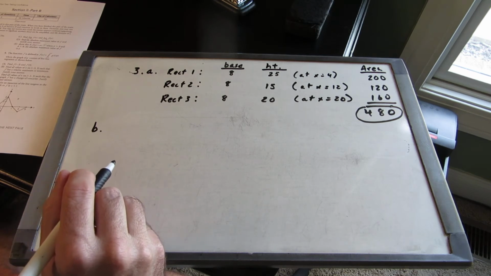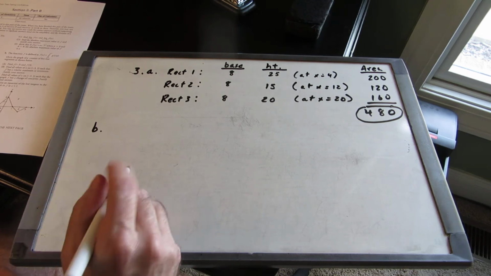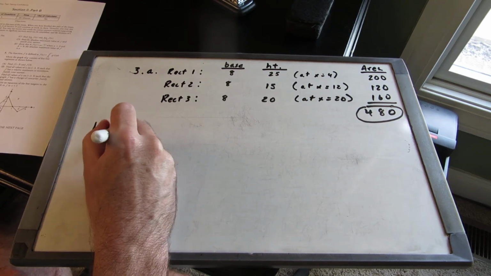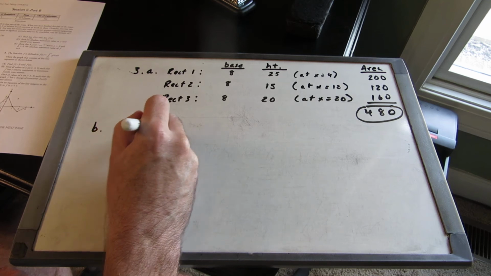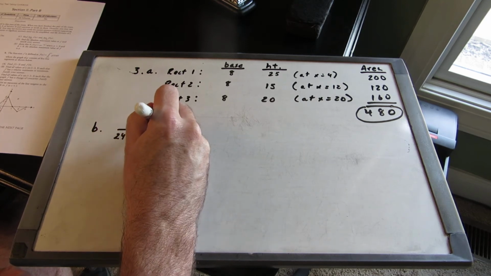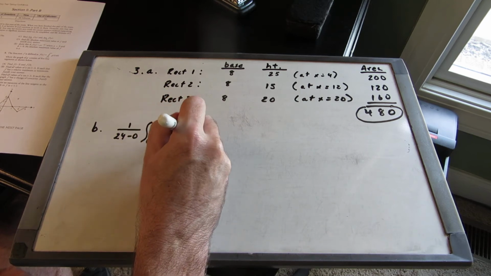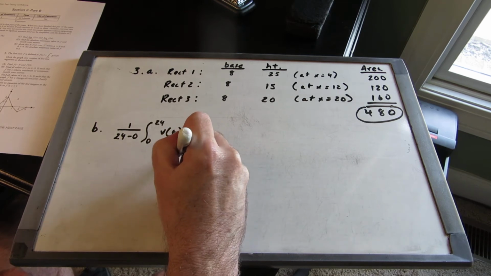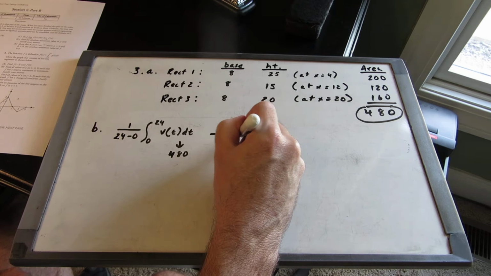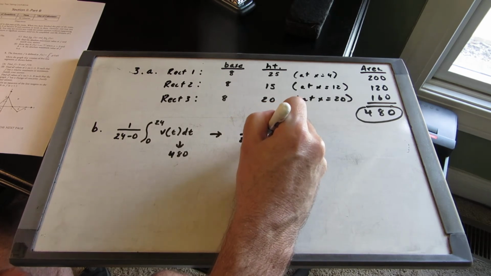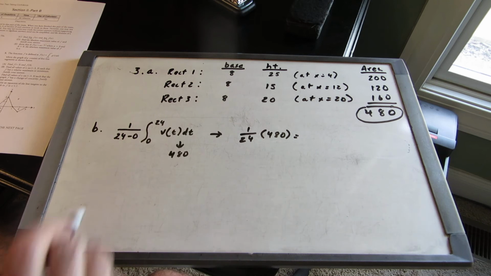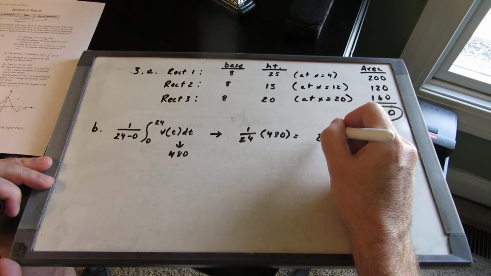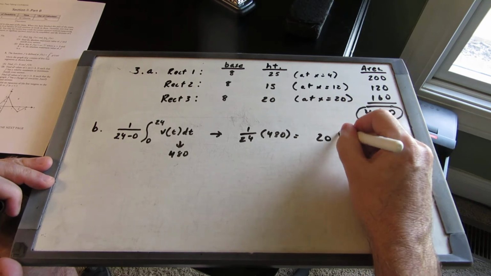Now part B says, using the result in part A, find the average velocity. Well, we know that the average velocity is 1 over b minus a, so that'd be 1 over 24 minus 0, times the integral from 0 to 24 of v of t dt. But we know that the integral of v of t dt is just 480. So that's going to be 1 over 24 times 480. 480 over 24 would be 20. And then the unit would be feet per second.